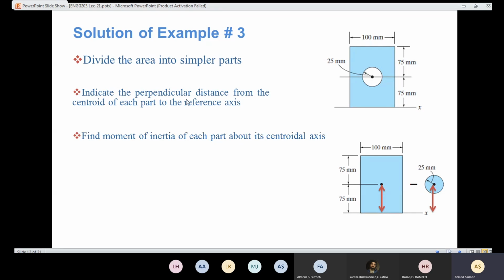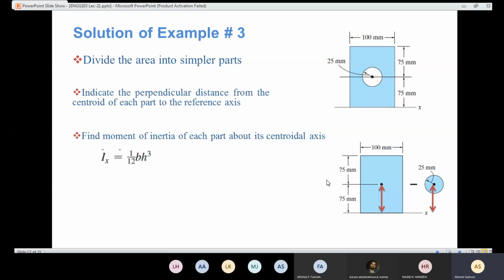Then we are going to find the moment of inertia for each part about their centroidal axis. So I'm going to get the moment about this axis for the rectangle and about that axis for the circle. I know from the previous lecture that the moment of inertia for a rectangle is going to be 1/12 bh cubed. b is here and h is there. Always h is going to be perpendicular to the axis of interest.